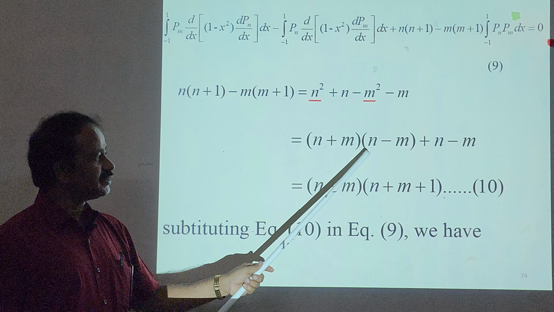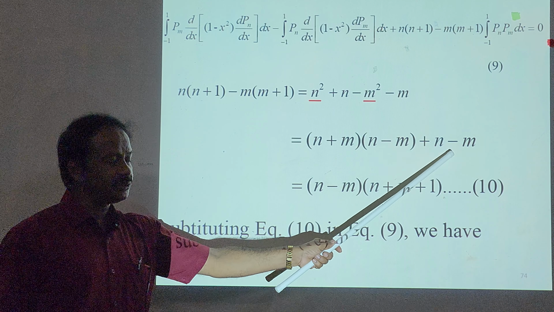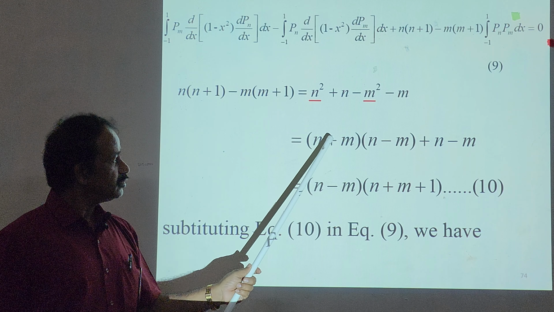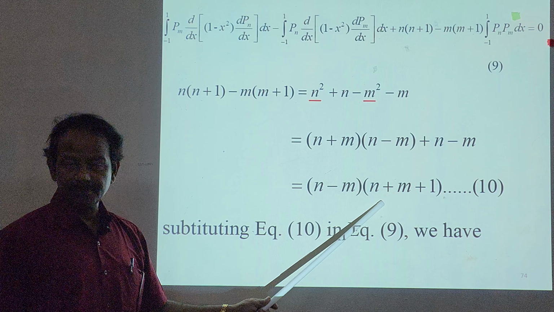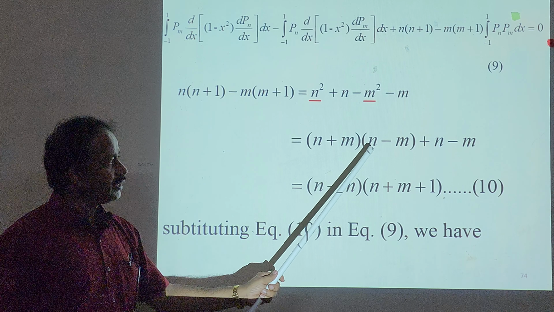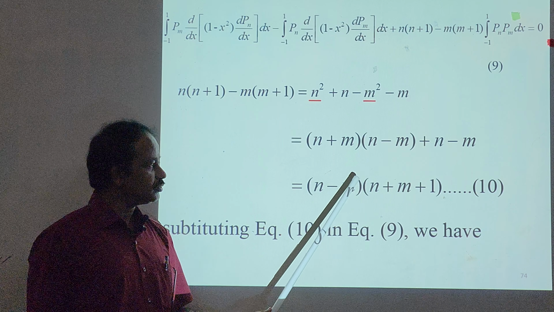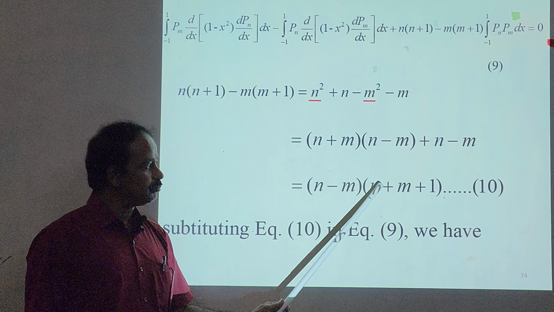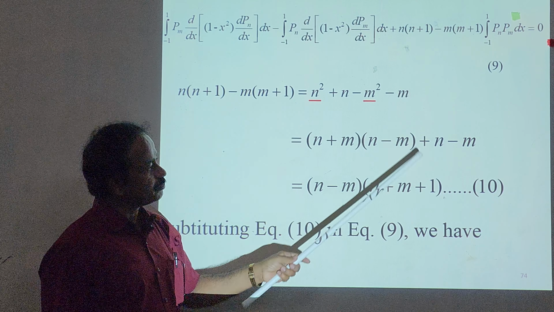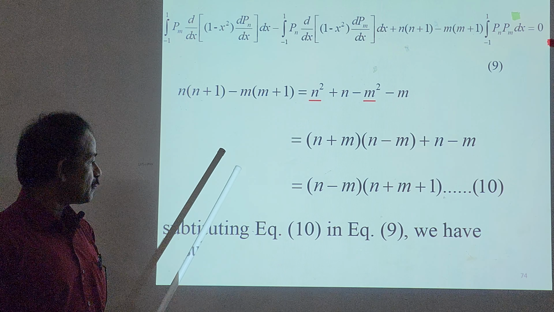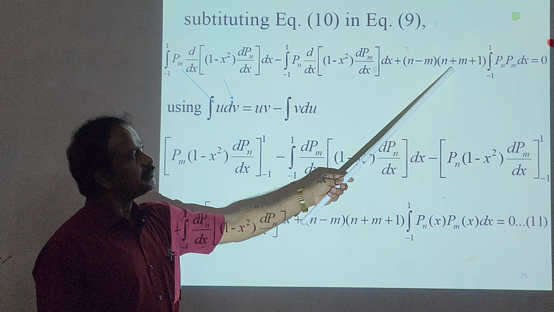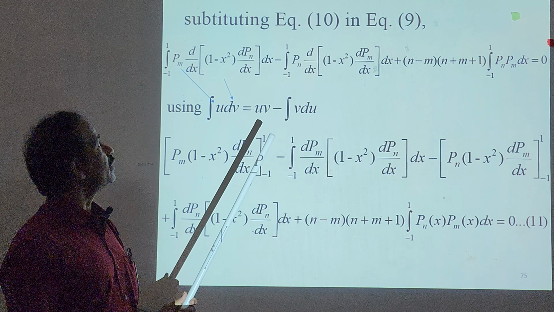Now you pull n minus m out, common. See here you have n minus m, here also you have n minus m, you pull the n minus m term out. So that will give you n plus m, and here it is termed as 1, so plus 1. So n minus m multiplied by n plus m plus 1. Now instead of this you can substitute this. Okay, so now we are going to substitute n minus m, n plus m plus 1 for this.